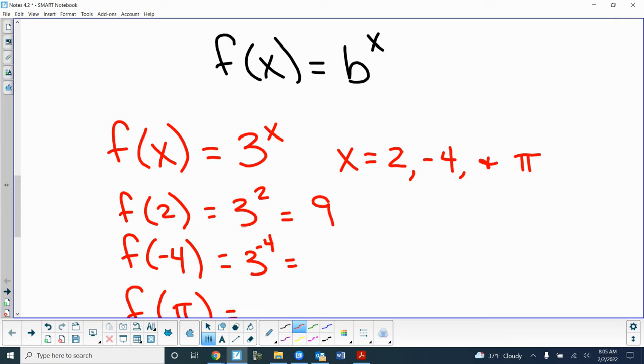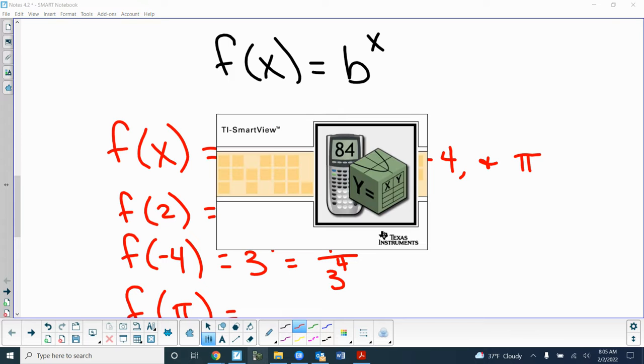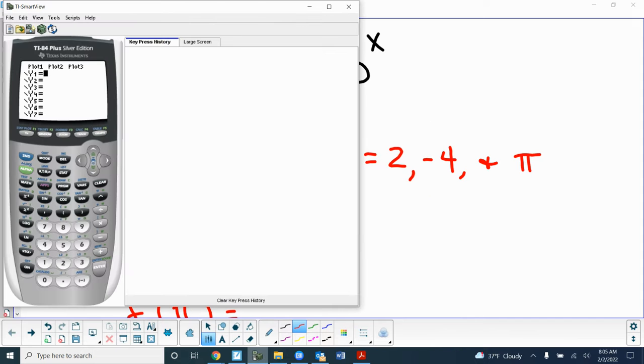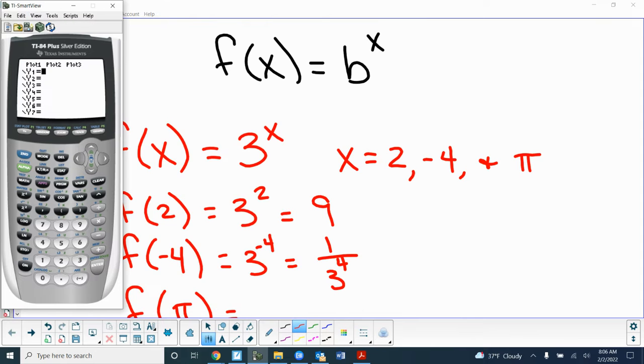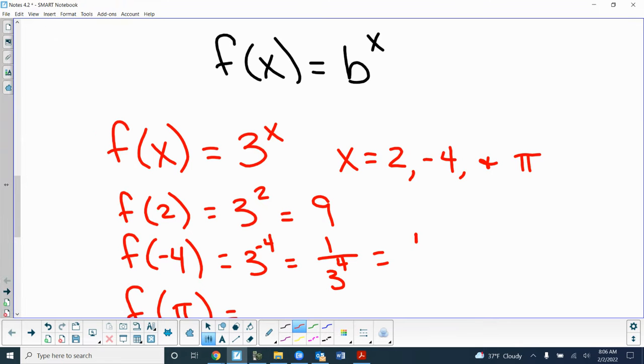Well, you guys remember, we don't like negative exponents. We like positive ones. But either way, you can just put it in your calculator, put the negative, or 1 over. But remember, we don't like showing negative exponents. So you could do this if you want: 3 caret negative 4. It's going to give you a decimal. I would do this, though: Math, Fraction. But the decimal's okay. It's not wrong. 3 to the 4th is 81.